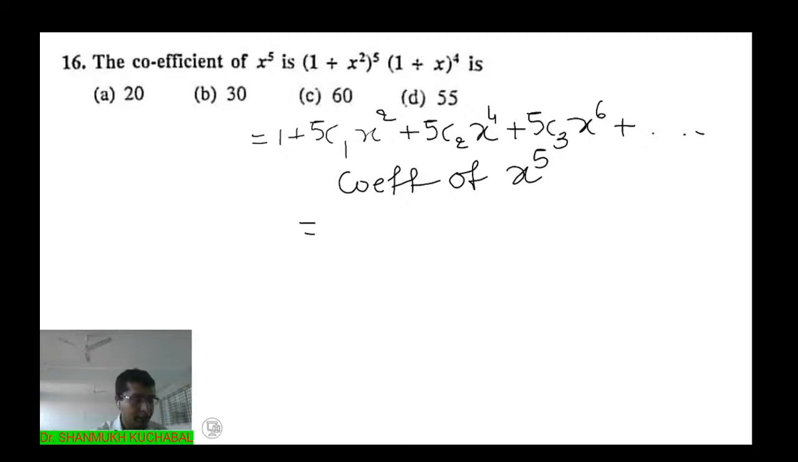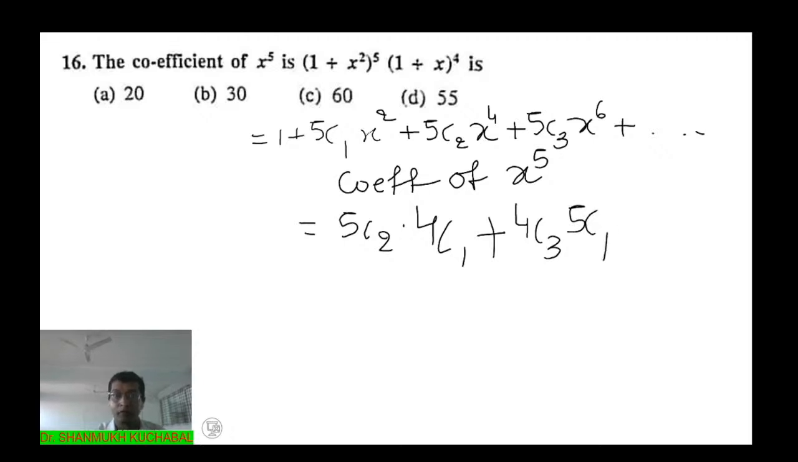So this is given by 5C2 into 4C1, because here we want x raised to 4, next x raised to 1. Then one more term we will get, that is 4C3 into 5C1. The 5C1 gives x square and 4C3 gives x raised to 3; both together become x raised to 5. I hope you understood.